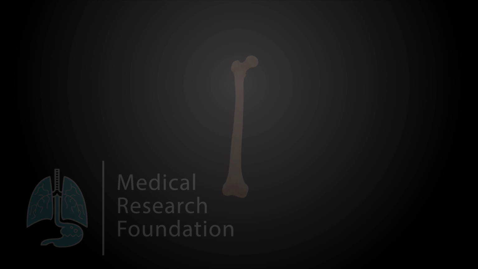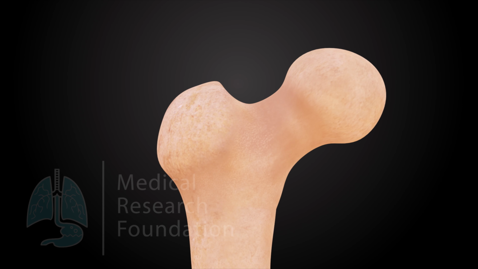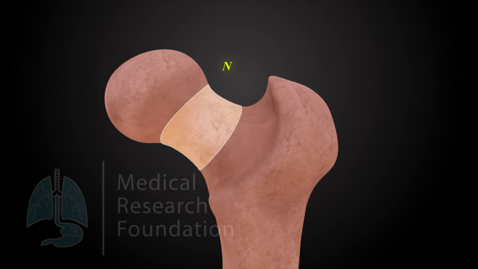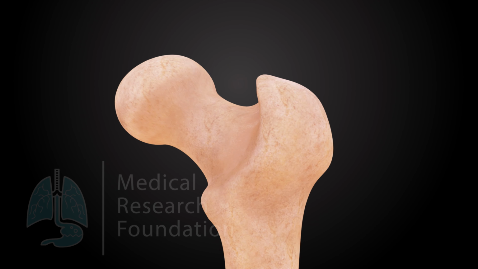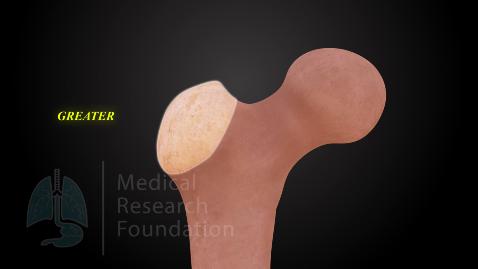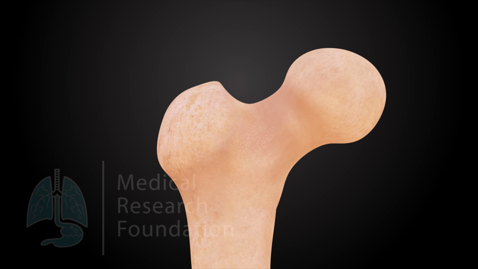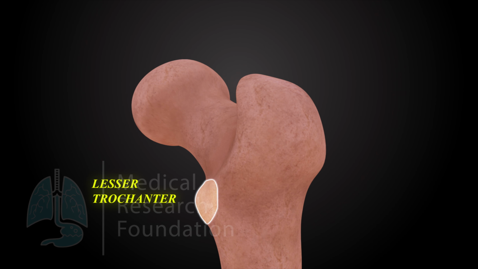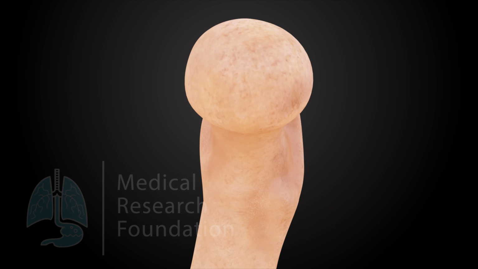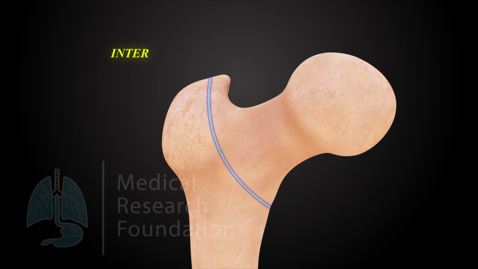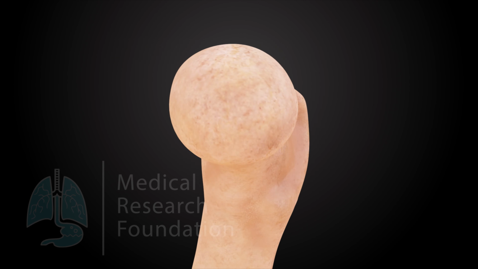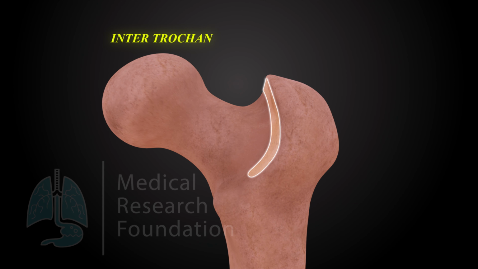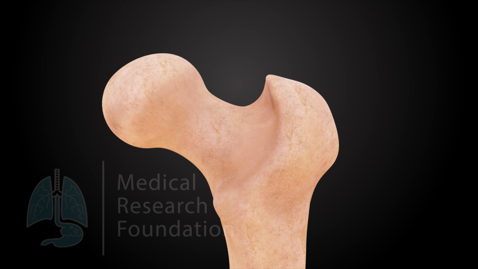Upper end. The upper end of the femur includes the head, the neck, the greater trochanter, the lesser trochanter, intertrochanteric line, and the intertrochanteric crest. These are described as follows.